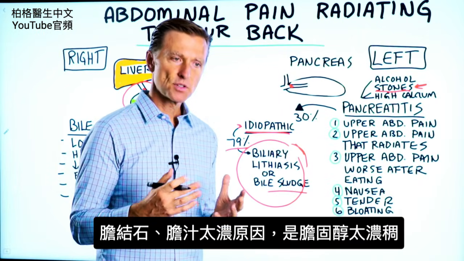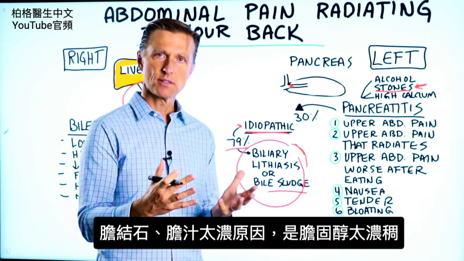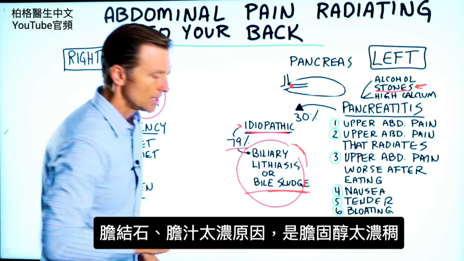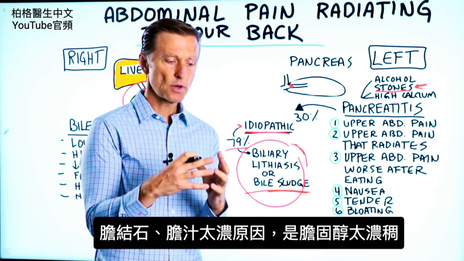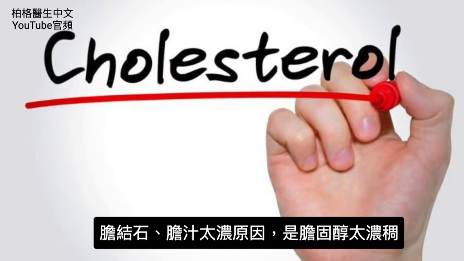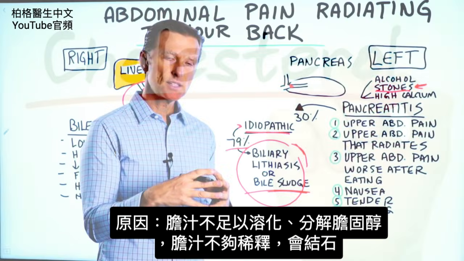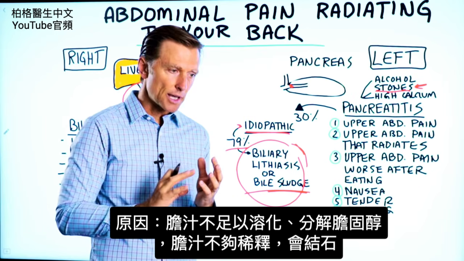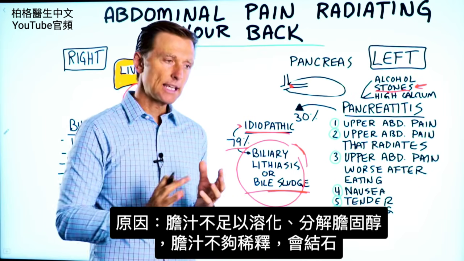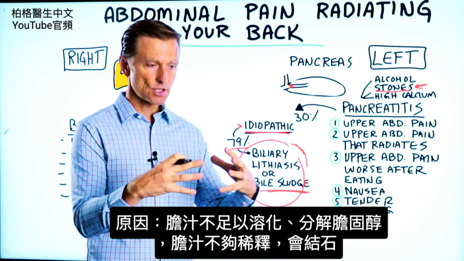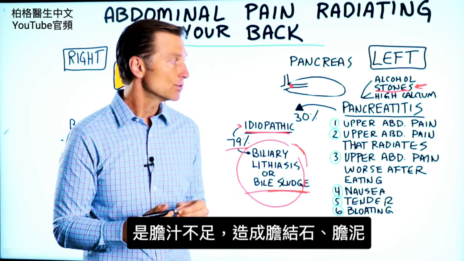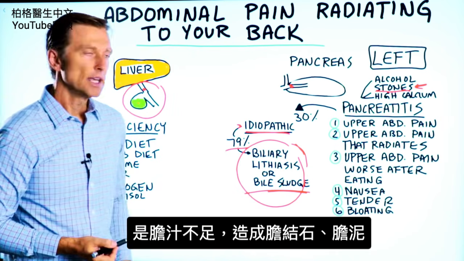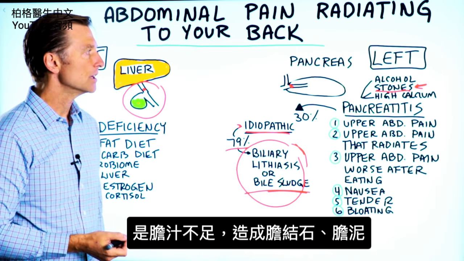Well, you first have to understand what causes a gallstone or bile sludge. What causes it is a super concentration of cholesterol. And the mechanism of that is this. If you don't have enough bile to emulsify and break up that cholesterol and keep it thinned, it can actually form into a stone. So in reality, a stone, a small stone, bile sludge, is caused by a deficiency of bile.